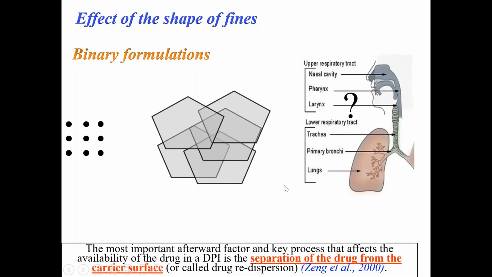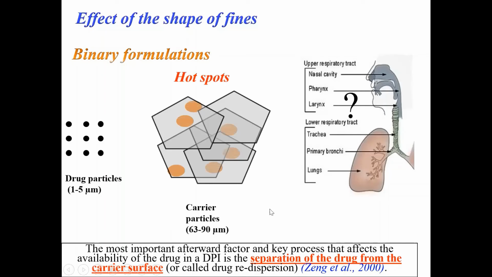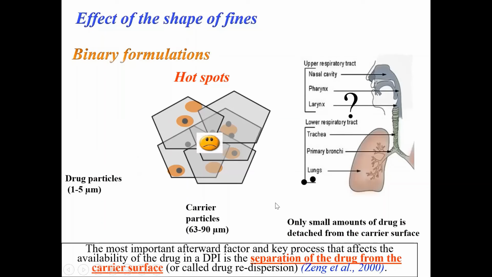If you have lactose particles, coarse lactose, usually you have hot spots on it, and they have high surface energy. If you mix drug particles, which are the black dots, with the lactose particle, they have a tendency to sit on these hot spots, and then you need high detachment force. You can see that the amount of drug detached is much less, and you see this unhappy face.